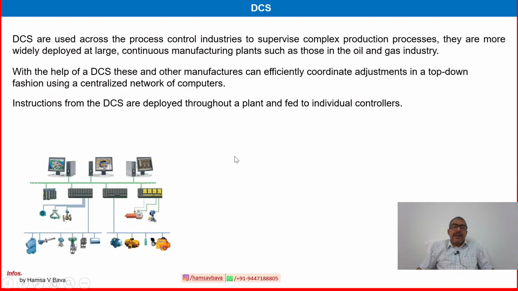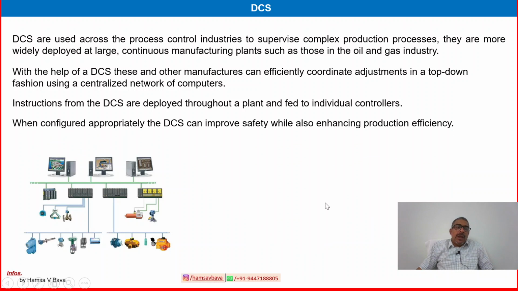Instructions from the DCS are deployed throughout the plant and fed into individual controllers. So from the control room, the instruction goes to controllers and controllers to the field, and in reverse also from the field to the local control room, then to the CCR, central control room. When configured appropriately, the DCS can improve safety while also enhancing production efficiency.